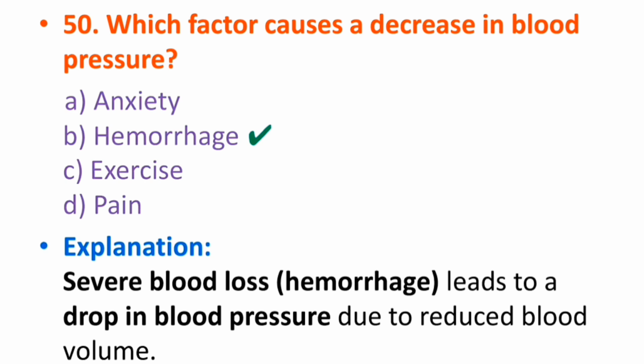Which factor causes a decrease in blood pressure? Option A, anxiety; option B, hemorrhage; option C, exercise; option D, pain. The correct answer is option B, hemorrhage. Severe blood loss or hemorrhage leads to a drop in blood pressure due to reduced blood volume. Hemorrhage causes a decrease in blood pressure.